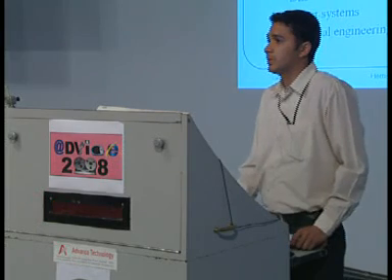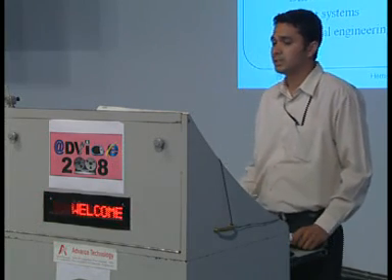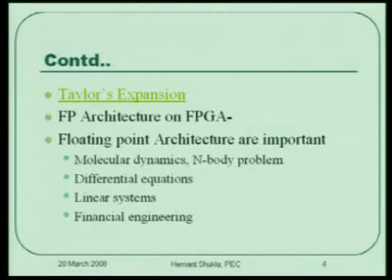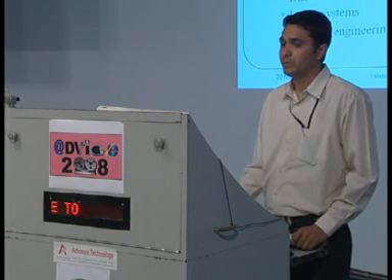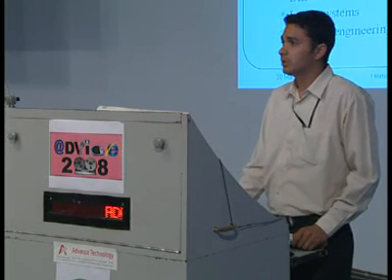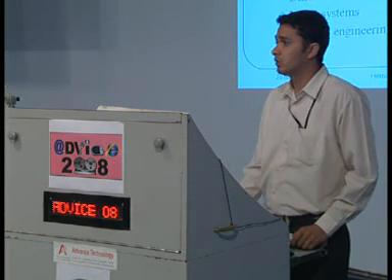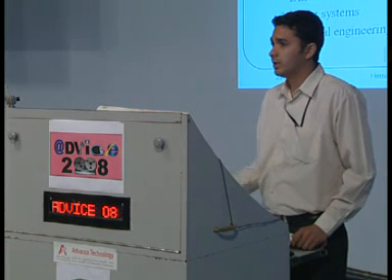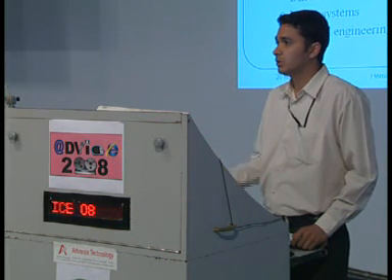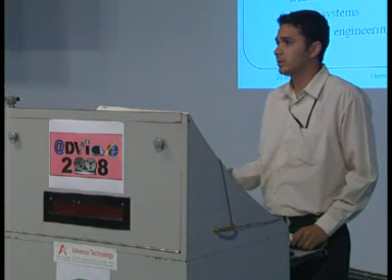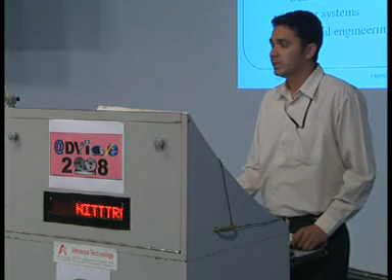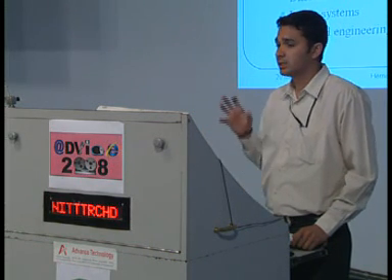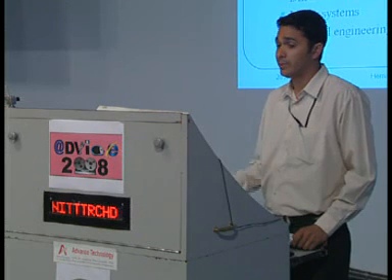The second thing is Taylor's expansion. We have Taylor's expansion for certain problems, and I have implemented this Taylor's expansion on the FPGA. Then floating point architecture on FPGA was not possible before hardware-intensive multiplier blocks, especially after Spartan 3 and Virtex 4, the Virtex kits. It was not possible to implement that much architecture on FPGA.